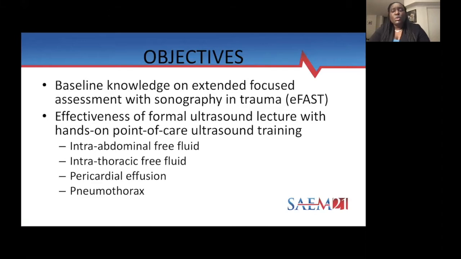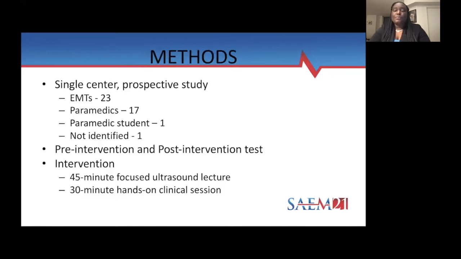Our goal in this study was to determine the baseline knowledge of pre-hospital providers in recognizing emergent pathologies found on an EFAST exam. And secondarily, to evaluate the effectiveness of a formal ultrasound lecture with hands-on point-of-care ultrasound training, and to see if we can improve recognition of emergent pathologies that can be identified in the EFAST exam, particularly intra-abdominal free fluid, intrathoracic free fluid, pericardial effusion, and pneumothorax.